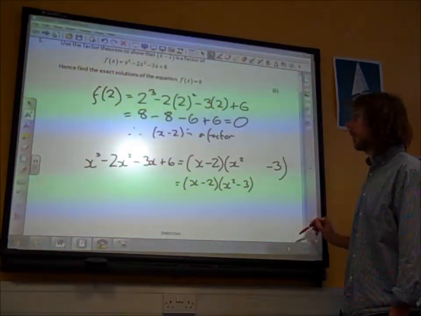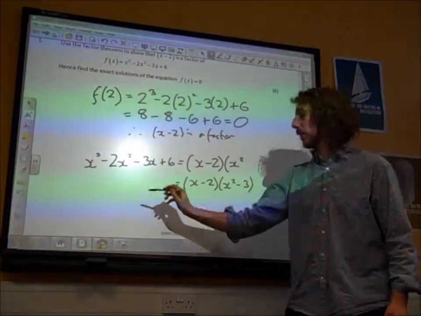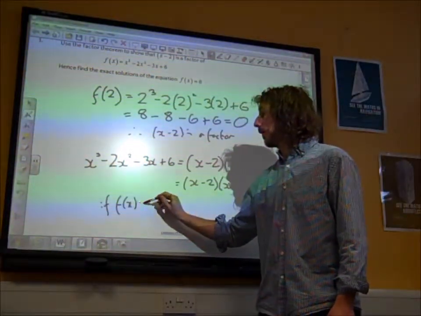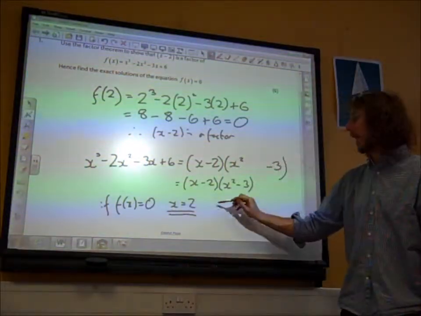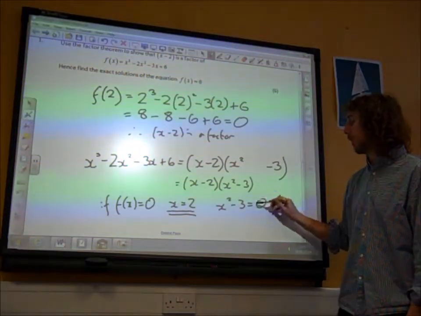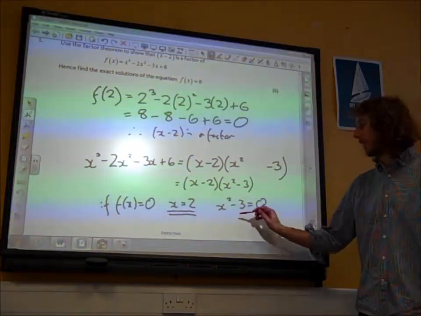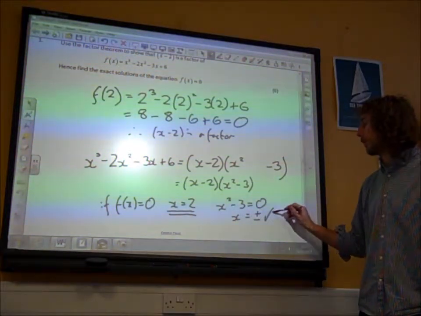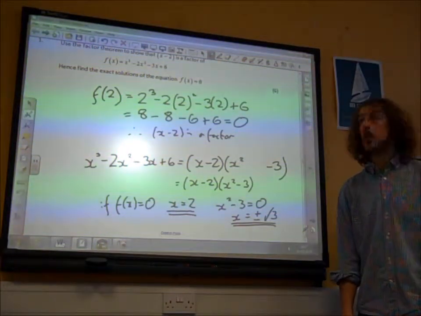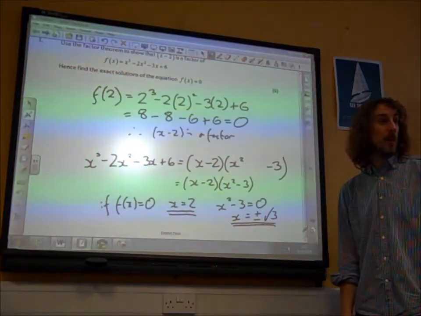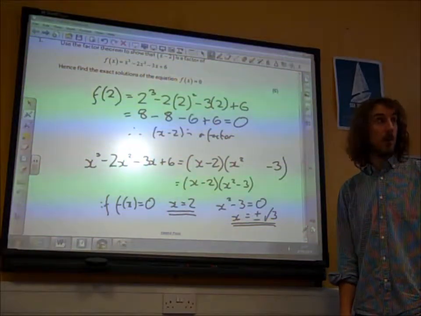I've written the same line twice. And it said, hence find the exact solutions of the equation. Well, if f of x equals 0, we have x equals 2 from up here, and we have x squared minus 3 equals 0 from the other factor. If x squared minus 3 equals 0, x equals plus or minus root 3, and there are the other 2 solutions. 6 marks. It was a genuine past exam question. 6 whole marks. Great.